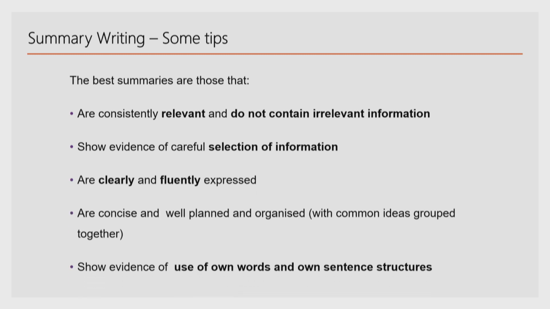What have we learned about summary writing then? Here is a list of things to always remember. The best summaries are those that are consistently relevant and do not contain irrelevant information, show evidence of careful selection of information, are clearly and fluently expressed, are concise and well planned and organized, with common ideas grouped together, and they show evidence of use of own words and own sentence structures.